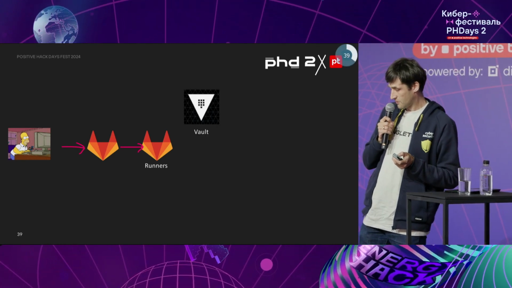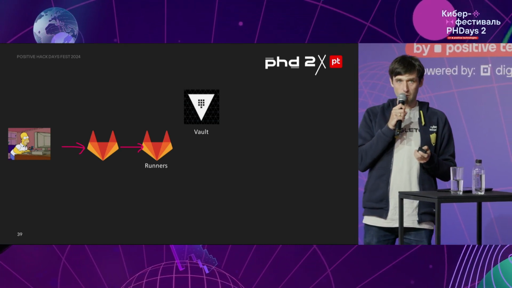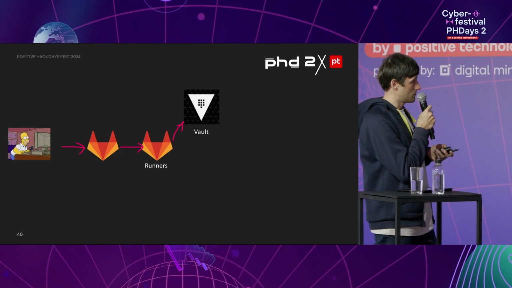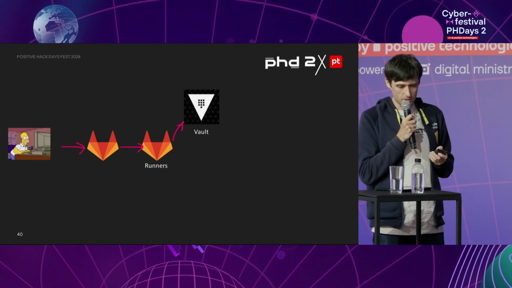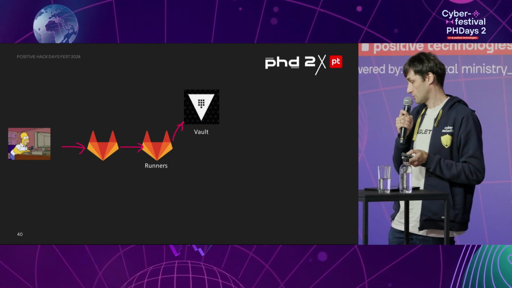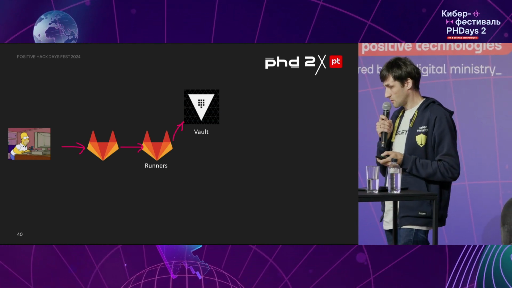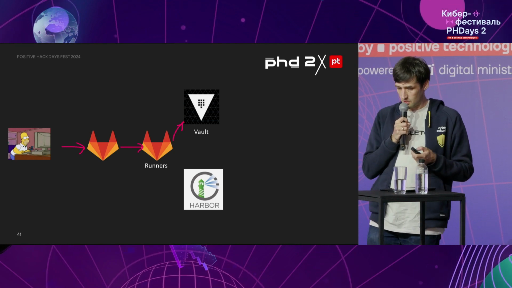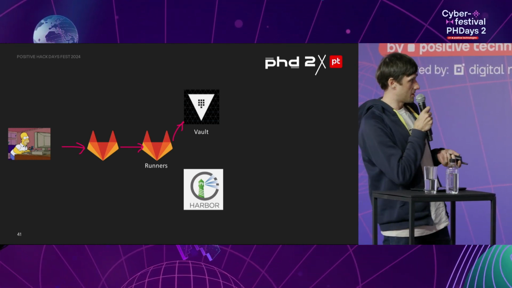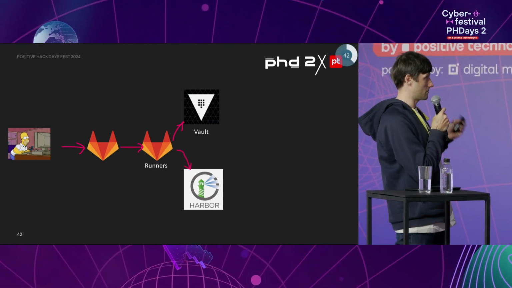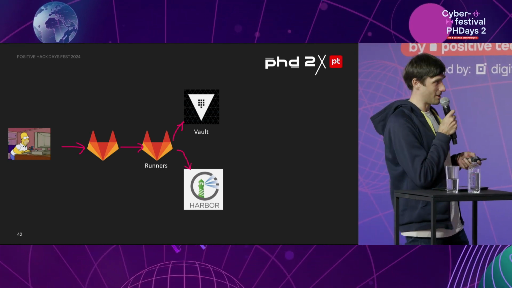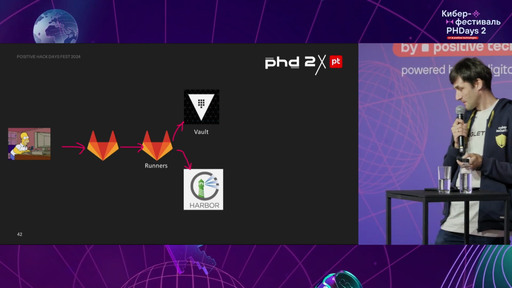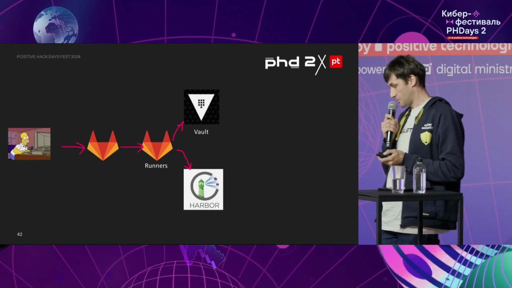Okay, then we have a vault for keeping our secrets. We need to get access to the secrets in the vault from the runners. We understand that runners are there for a reason. Maybe they collect images or something. So this is a small CI/CD.